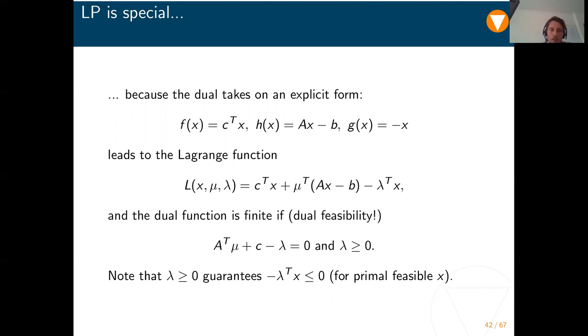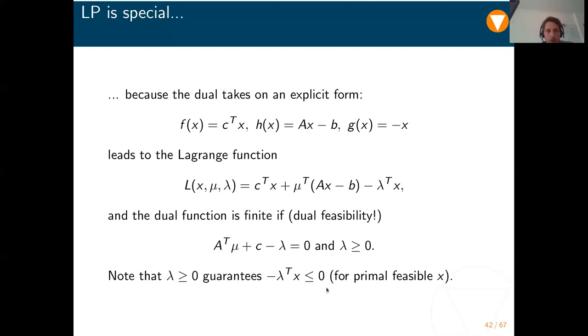And now we're going to see that, in the same sense, conic programming is almost equally special, because you can narrow down the Lagrangian duality to an explicit form. So that's the very point where it stands out from nonlinear programming. So how are we going to do this?